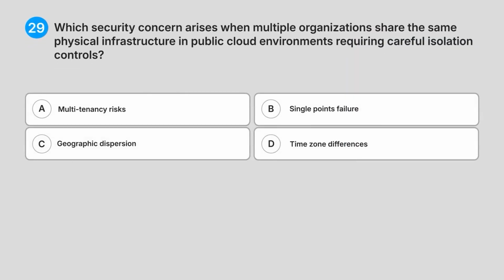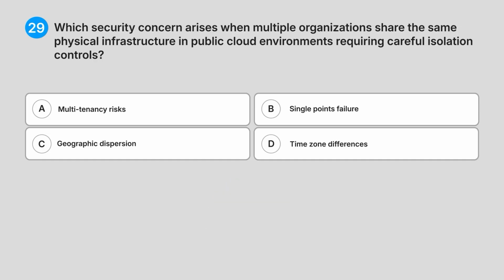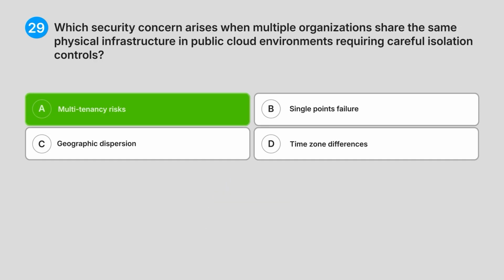29. Which security concern arises when multiple organizations share the same physical infrastructure in public cloud environments requiring careful isolation controls? A. Multi-tenancy risks. B. Single points of failure. C. Geographic dispersion. D. Time zone differences. Can you guess the answer? Correct answer, A. Multi-tenancy risks.